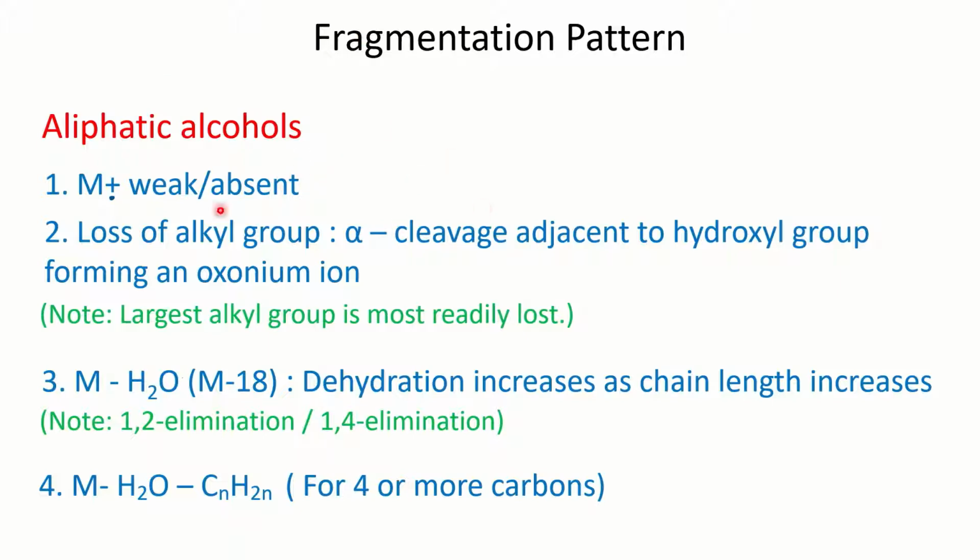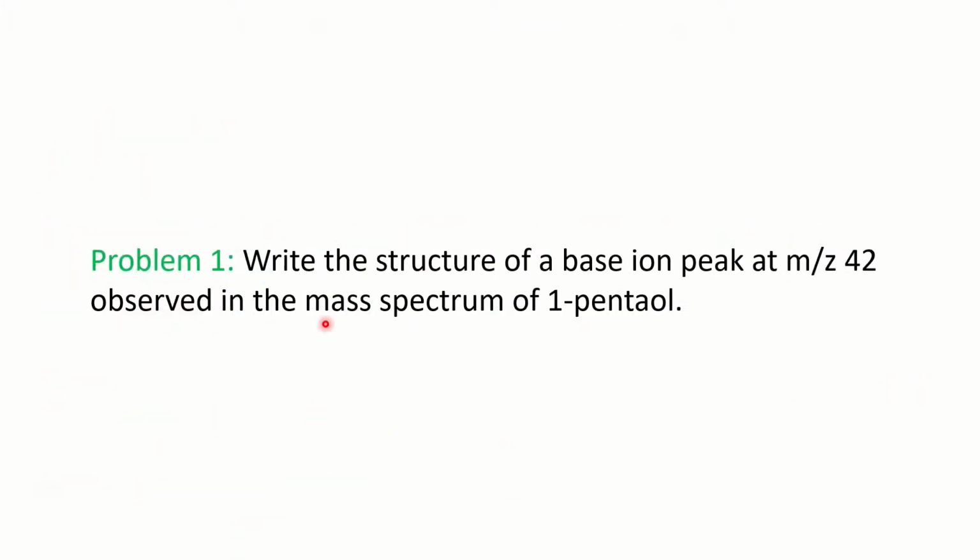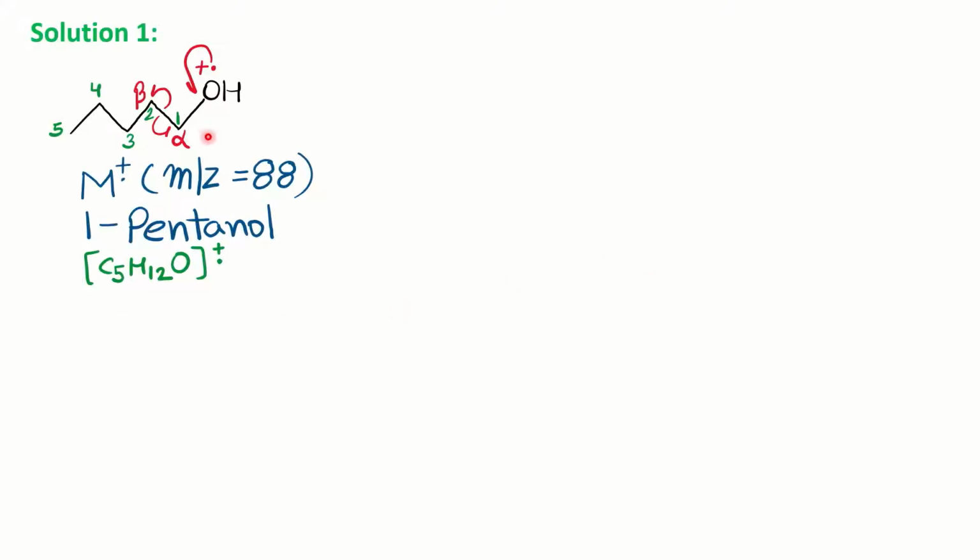You can take either a screenshot or note it down because it is going to help us solve our problems on it. So this is our very first problem where they are giving the mass spectrum of 1-pentanol and you have to identify the structure of the base ion peak, which is given at m/z 42. So basically we have to draw the structure of this m/z 42, which occurs after fragmentation of this 1-pentanol. Okay, so this is the structure of pentanol.